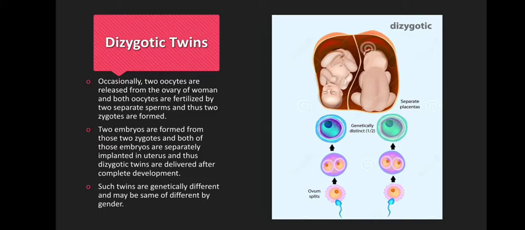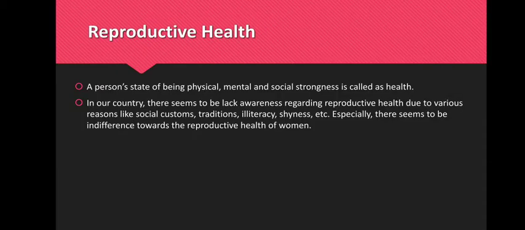Such twins are genetically different because of two egg cells and two sperms. So unlike monozygotic, here they will be genetically different, right? And may be the same or different by gender. They may be the same or they may be different. Whereas in case of monozygotic, they will be either only girls or only boys. I hope I am clear with both the topics. Now moving on to the next topic, that is reproductive health.